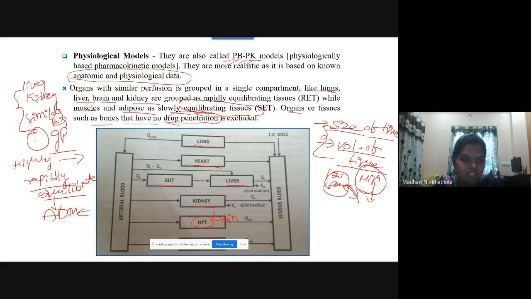These are highly perfused tissues, and there may be attachment of arterial blood flow and venous blood flow. This is an input and this is an output. This is the absorption and this is the elimination. So the drug movement between these organs or tissues is described by the physiological models. And you have them separately in the sixth or seventh unit, I cannot remember exactly.